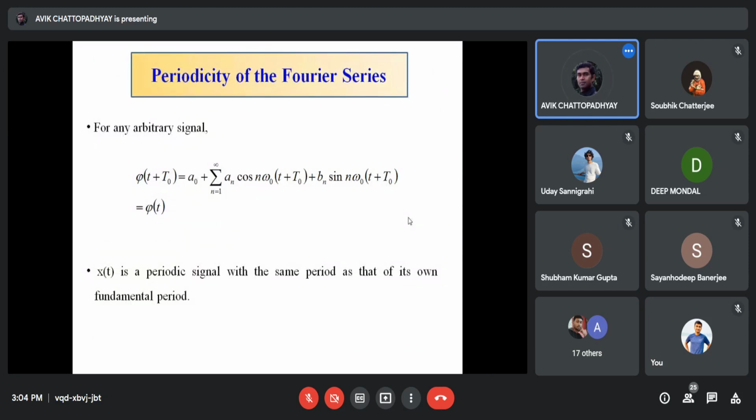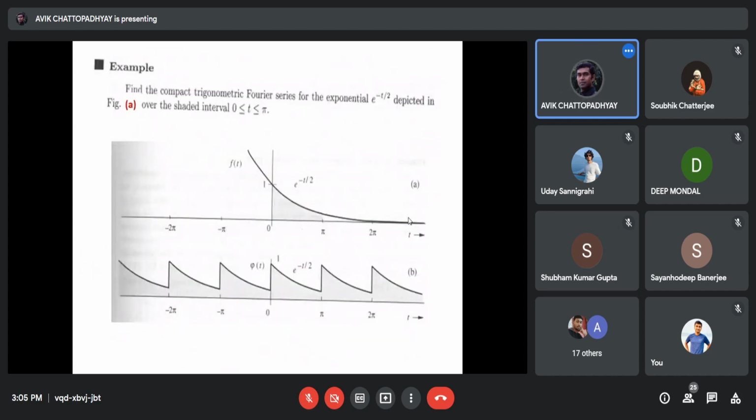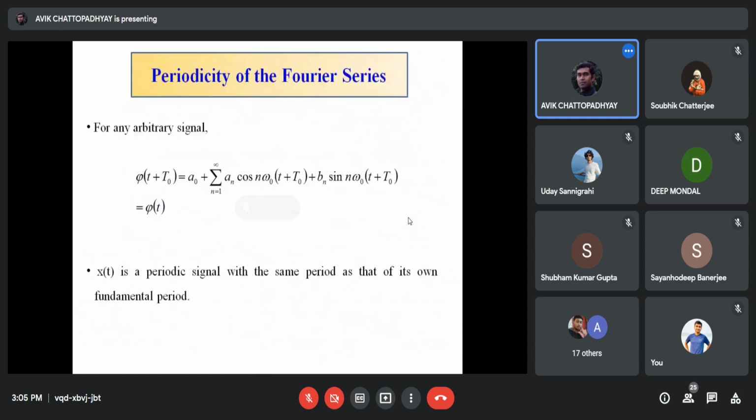So in the last class we have discussed up to this. This example we have discussed. Yes, this example. Now today we'll start with this slide. This slide is about the periodicity of the Fourier series.